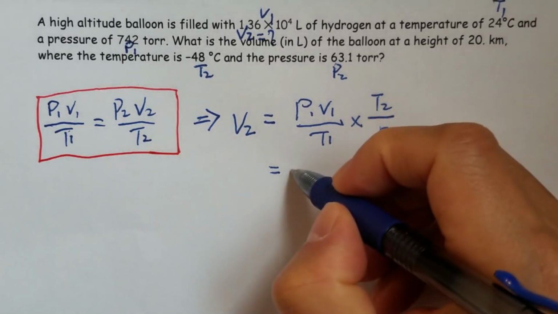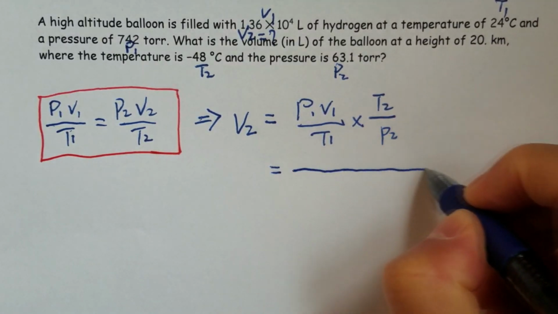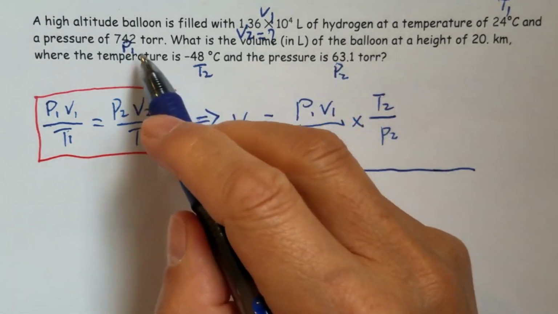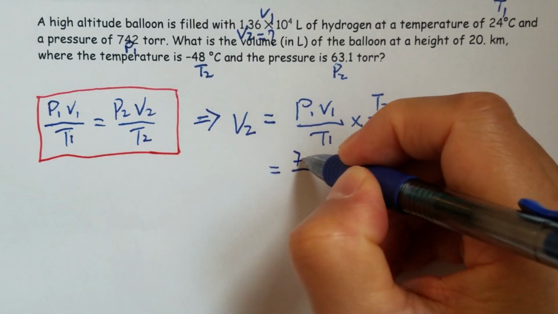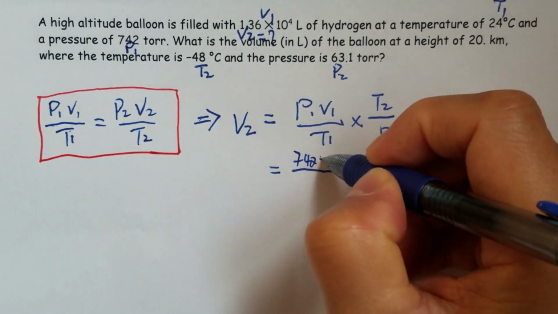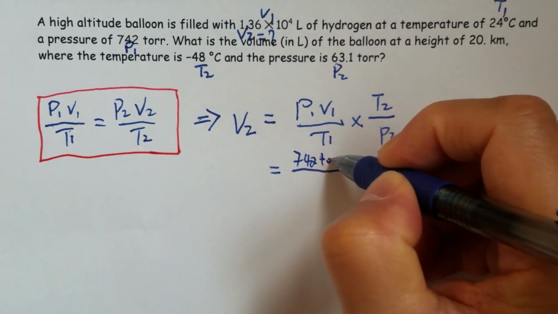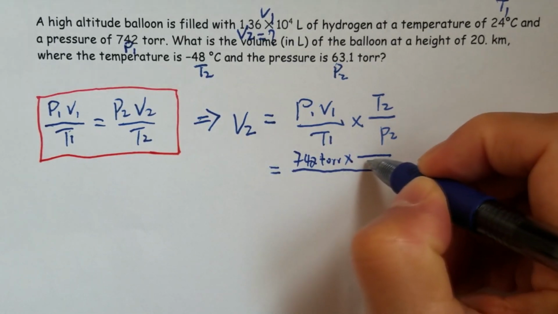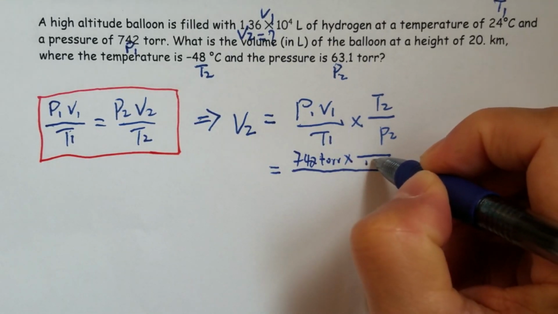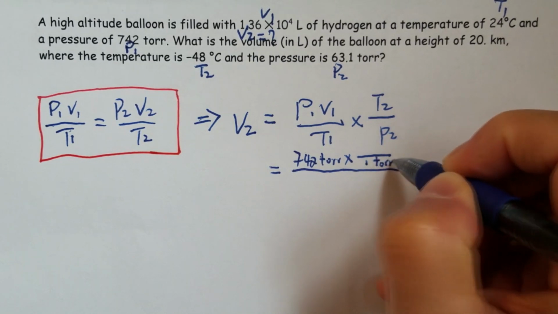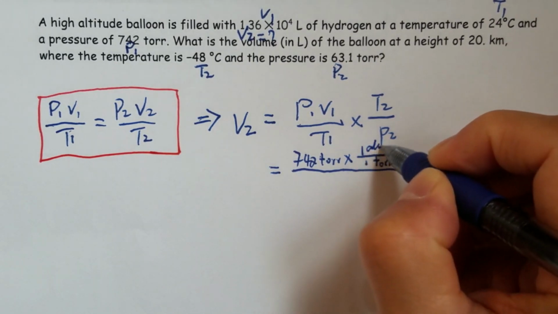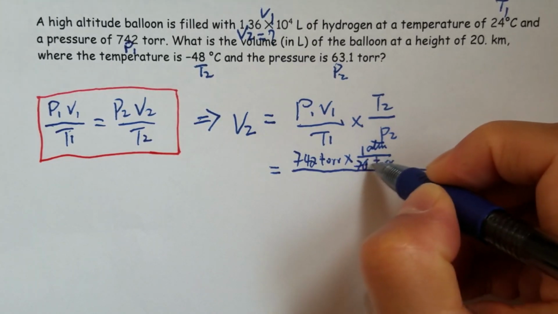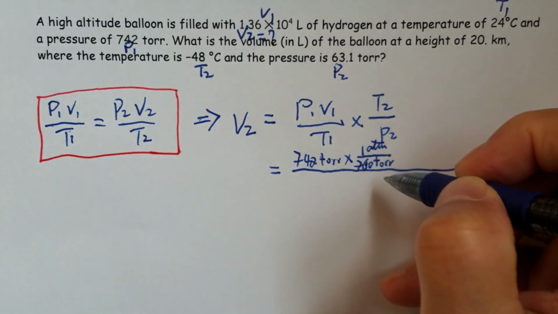Now, let's start the calculation. So P1 is 742 torr, and we need to convert that from torr to atmosphere. 1 atmosphere equals 760 torr.